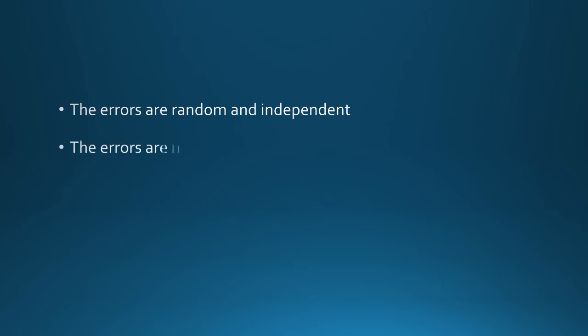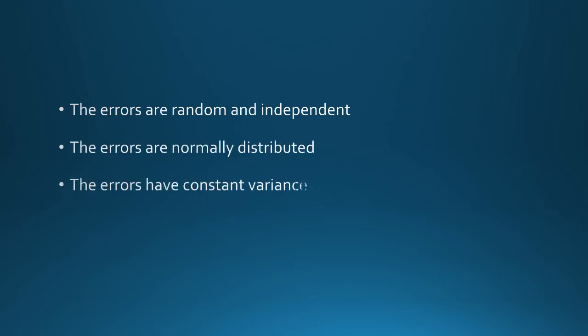Regression has the following three assumptions. Errors are random and independent. Errors are normally distributed, and errors have constant variance across all values of x. So we'll discuss each one of these in detail.